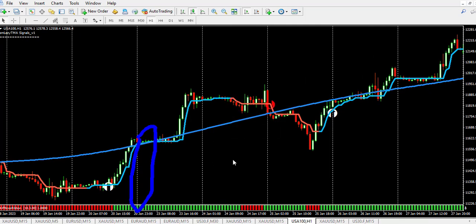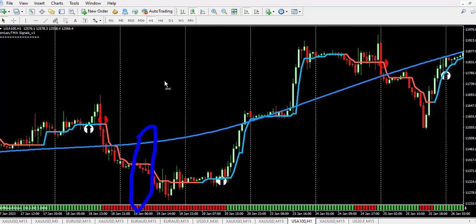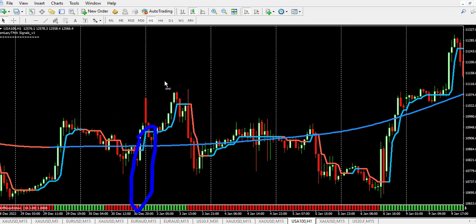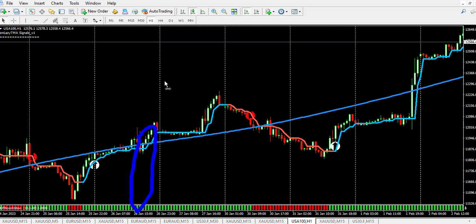So this is how to use this particular strategy. Let's move back and see the signal for a sell. Okay, let's check for that on a lower time frame, on the 15-minute time frame.